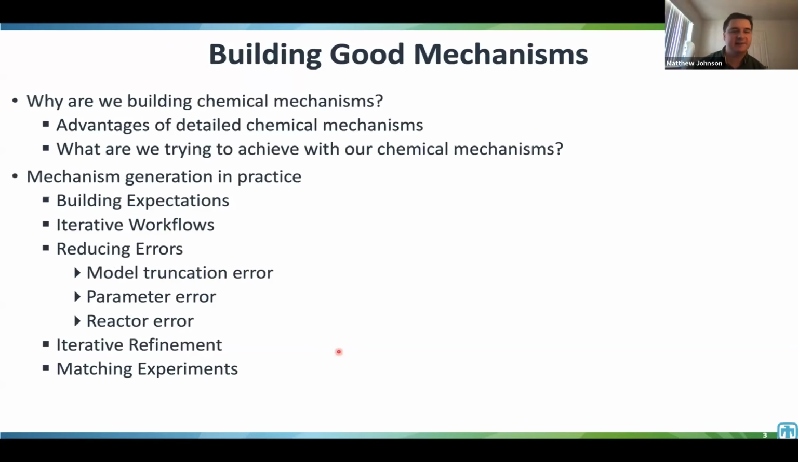We're going to take a little bit of a step back. We're going to talk about why we're building chemical mechanisms in the first place. What are we trying to do with them? And then we're going to dive more into the practice of how you actually run the mechanism refinement process and how to think about all the different sources of error in mechanism refinement, and also talk a little bit about comparisons with experiment.